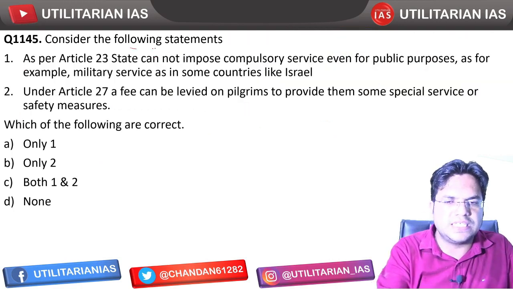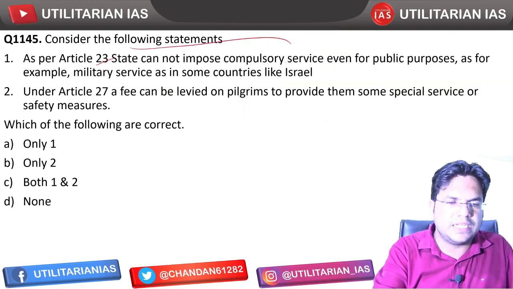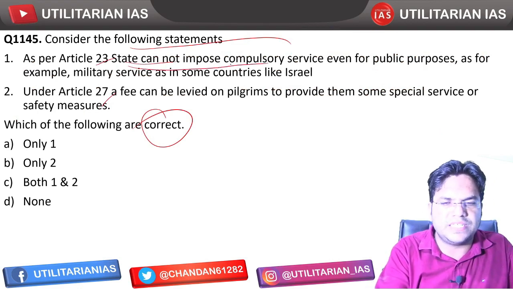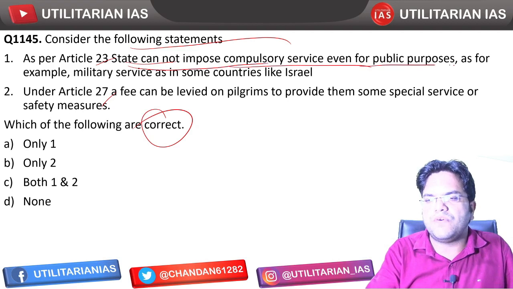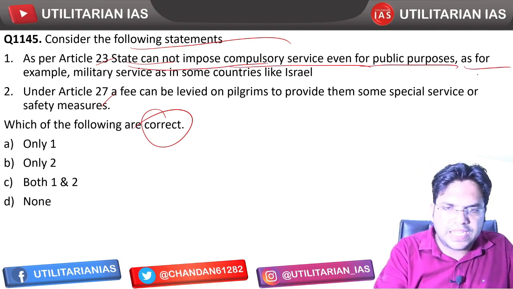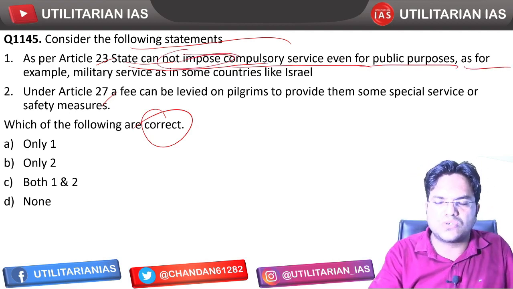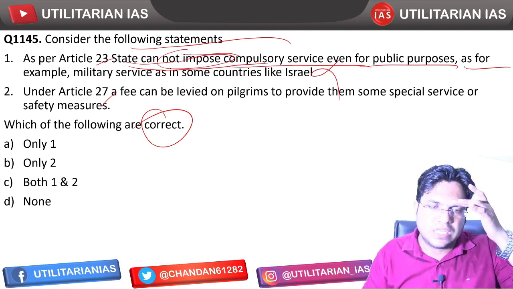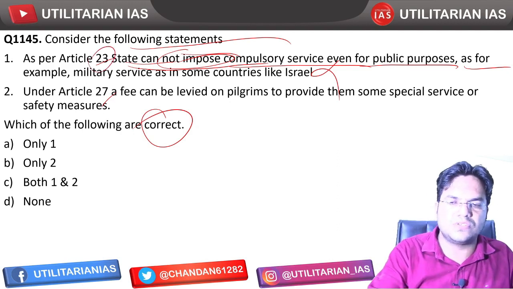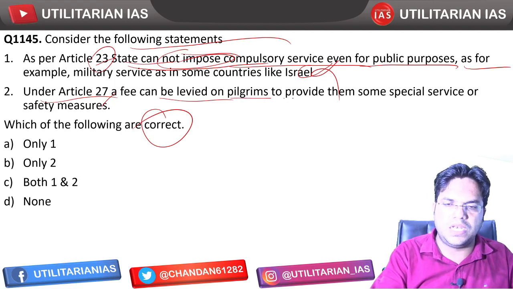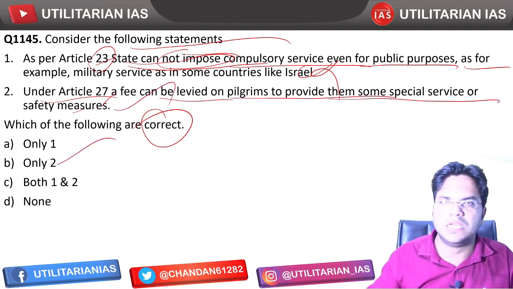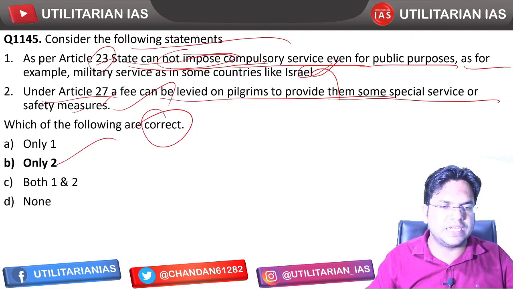Okay, next question, consider the following statement. Article 23 and Article 27, correct statement we have to find. As per Article 23, state cannot impose compulsory service even for public purpose. Sorry, it is saying cannot, so it is incorrect. Actually, state can impose compulsory service under Article 23, so that's incorrect. Under Article 27, a fee can be levied on pilgrims to provide them some special service, so that's correct, right? B is going to be the correct answer, right?